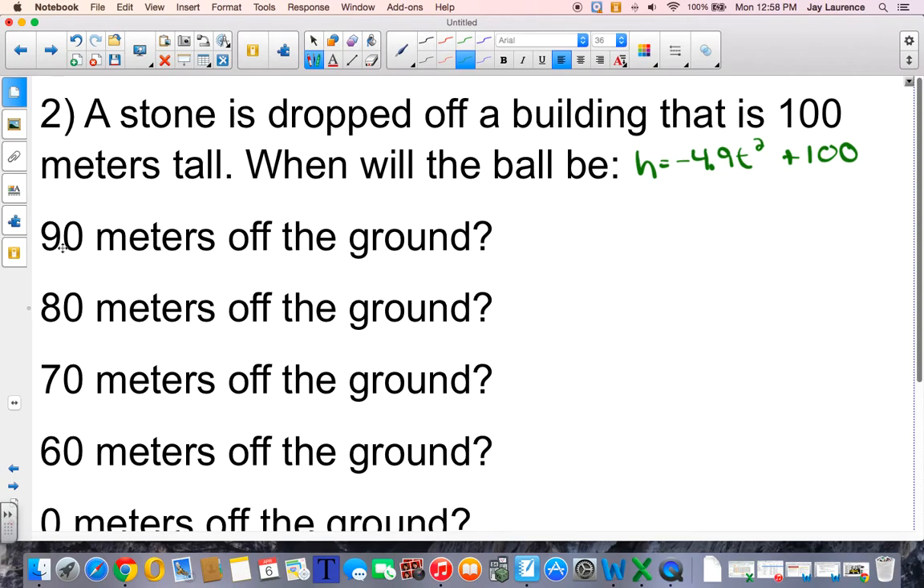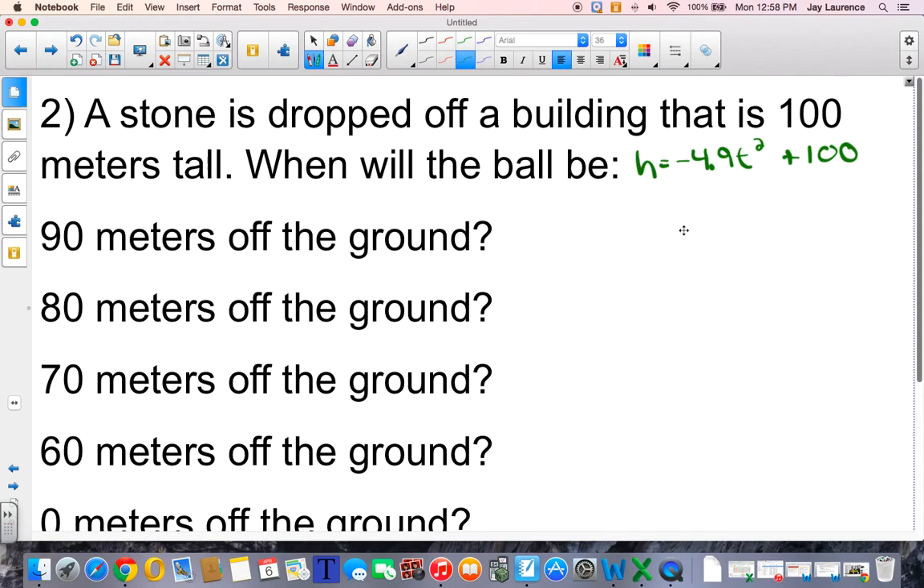Find out when it's 90 meters off the ground, 80 meters off the ground, 70 meters off the ground, and 60 meters off the ground. Okay, and you do that just by plugging in 90 for h, subtracting, and then using the quadratic formula. Then you'll plug 80 in for h, subtract, use the quadratic formula. Go ahead and pause and do that. Okay, if you're still watching at this point, I'm assuming that you've done it for all 4 parts. You don't have to do the 0 meters off the ground yet.